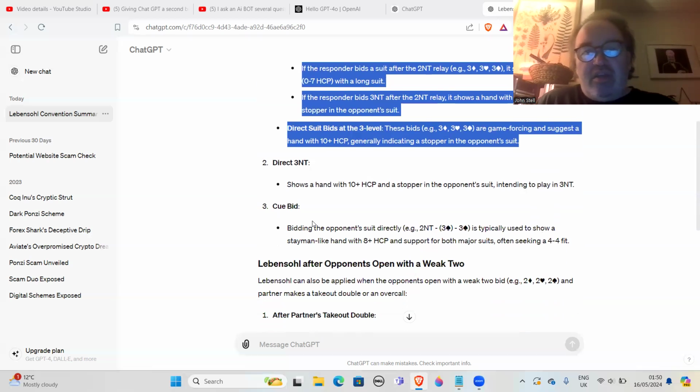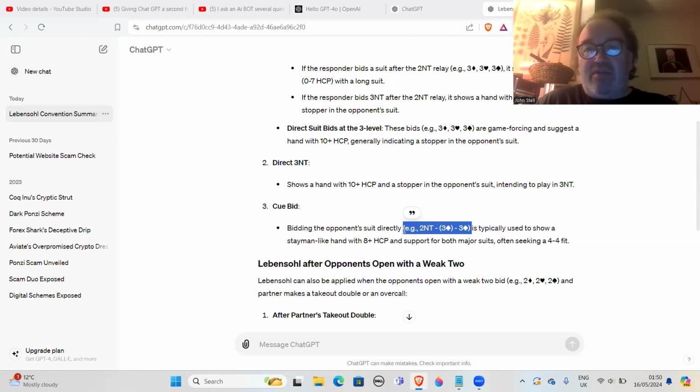Q-bid. Bidding the opponent's suit directly, e.g., two no trumps, three spades, three spades. All right, so this is an impossible bidding sequence. What they're saying is it's gone. That's in brackets there, that's the opposition bidding, but then you've gone and bid. What they should have done is really one no trump, two spades, three spades. That's how it should have been written down here: one no trump here, two spades there, and then three spades. So they've got it written down all wrong. Obviously for a beginner, that's completely confusing and wrong.